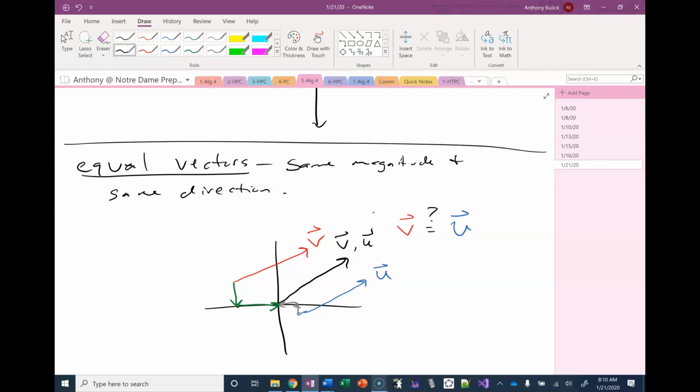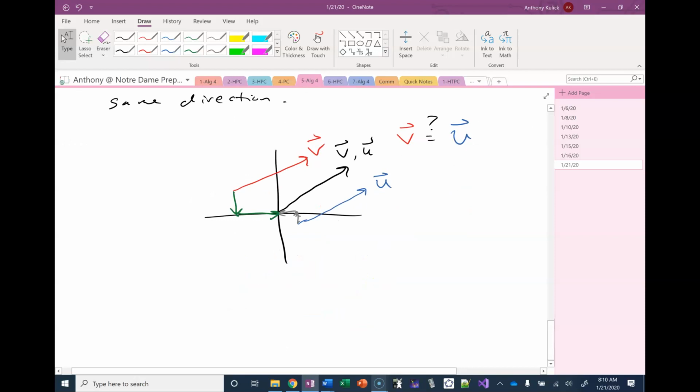Is everybody okay with that as a method for checking to see if two vectors are equal? Obviously, you could compare magnitudes and directions, but those calculations are going to be a little bit more difficult, right? Just calculating the distance between 2 points is a little bit more cumbersome than putting something into component form. Okay.